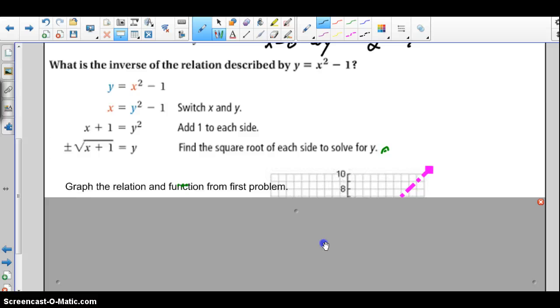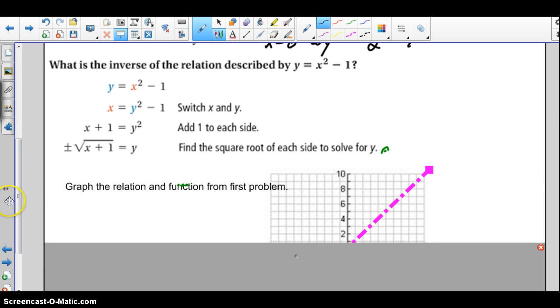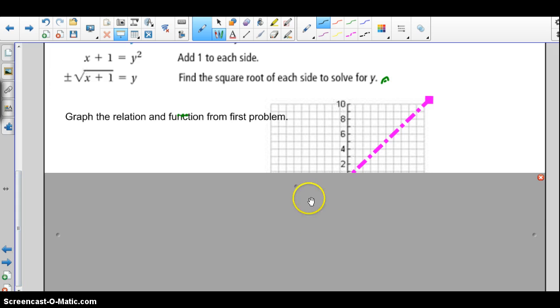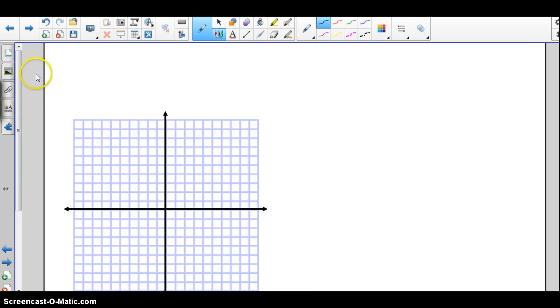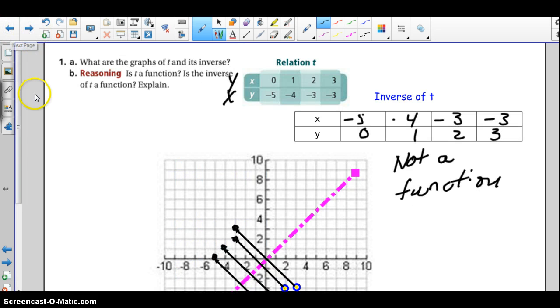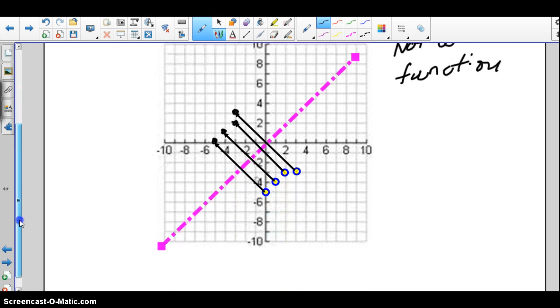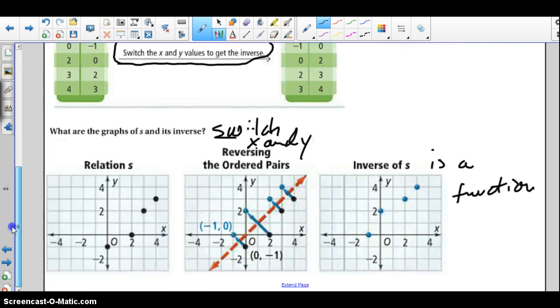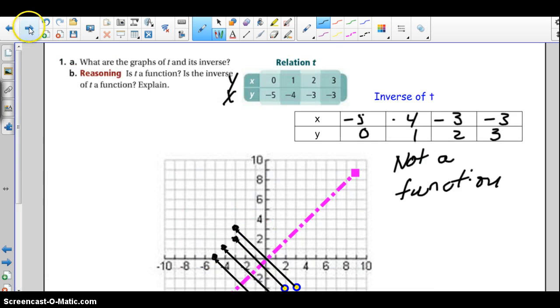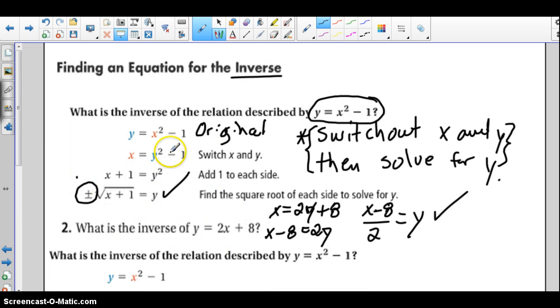Now let's graph this relation from the first problem. Let's go back to that first problem here. Oh, sorry, I went too far. We're going to go ahead and graph this situation right here.